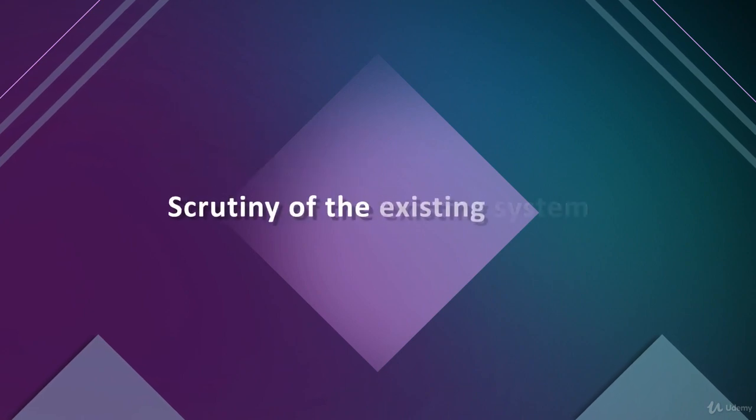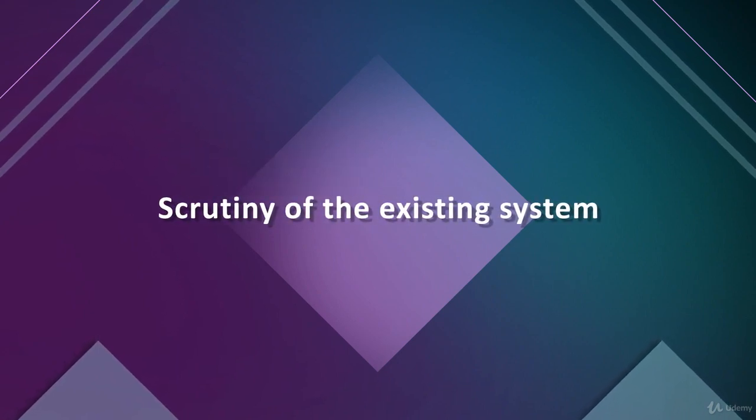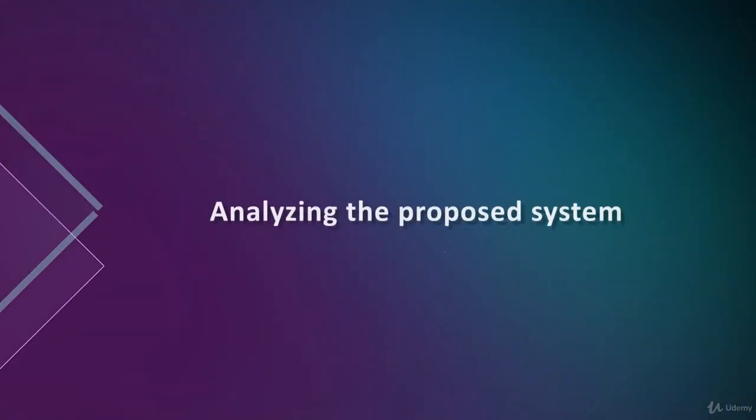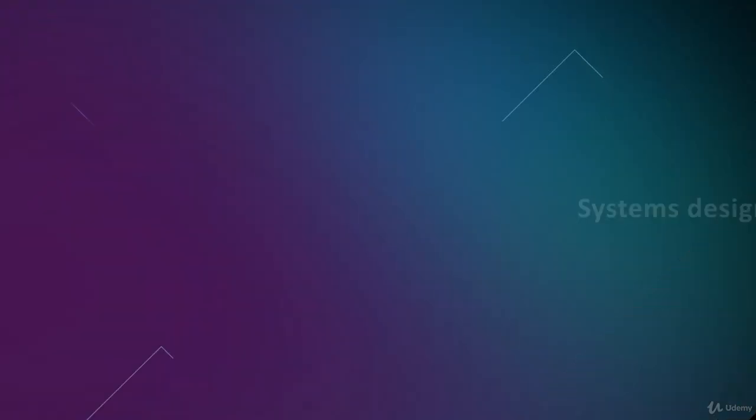Scrutiny of the existing system. Identify pros and cons of the current system in place, so as to carry forward the pros and avoid the cons in the new system. Analyzing the proposed system. Solutions to the shortcomings in Step 2 are found, and any specific user proposals are used to prepare the specifications. Systems design.